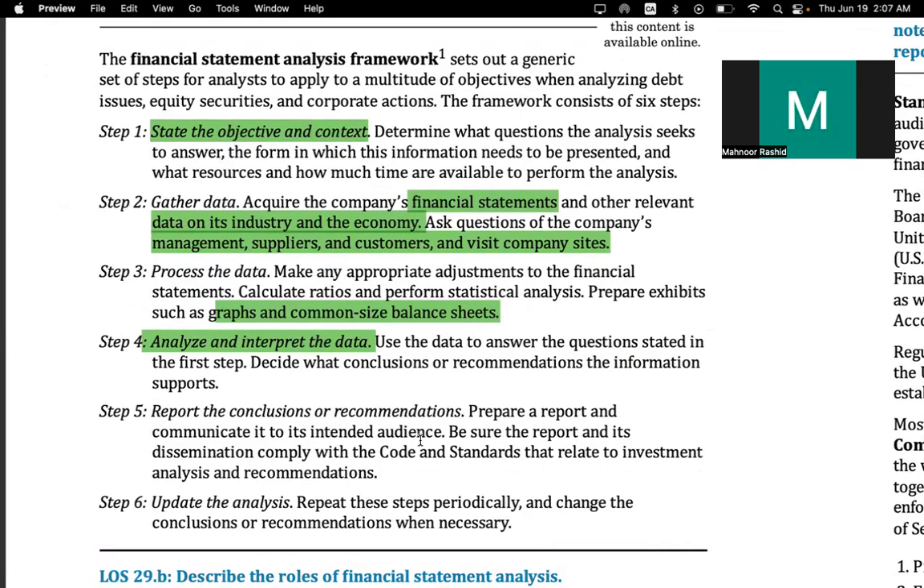If you wanted to show it to maybe prospective investors, then you show the investors. Be sure the report and its dissemination comply with the code standards that relate to investment analysis and recommendations.